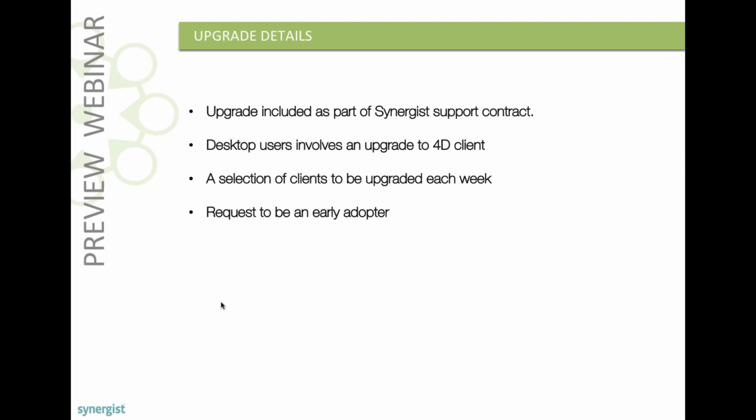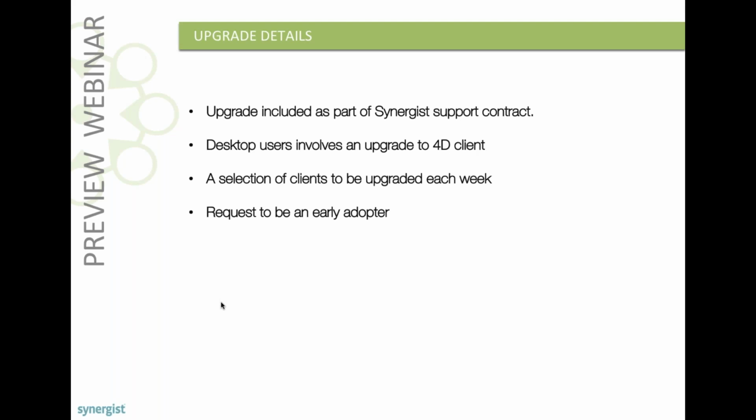Now, the upgrade does involve an upgrade to the 4D client. So if you are a desktop user of Synergist, it does mean that you need the new 4D client software installing. The help desk will arrange this for you, but it will mean that you'll need a new shortcut. The same username and password will apply, but you will get a new shortcut to access. If you're trying to encourage your users to use the browser version of Synergist, then perhaps you might consider not putting that 4D client onto everybody's computers and potentially just for a few, and that might encourage them to access via the browser instead. So a selection of companies will be upgraded each week.